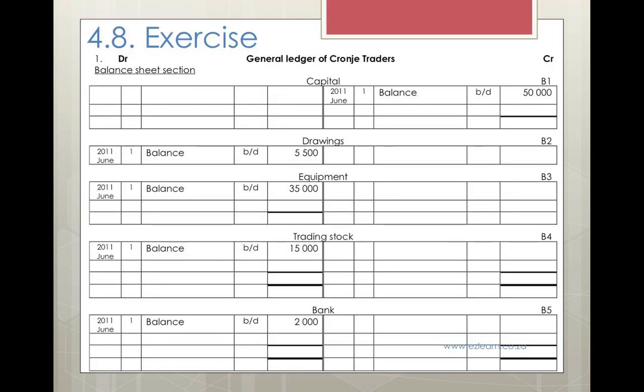You are now ready to do exercise 4.8 on your own, before going on to Lesson 8 to market.